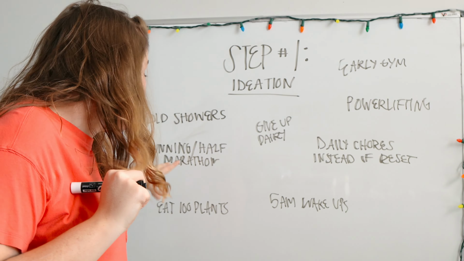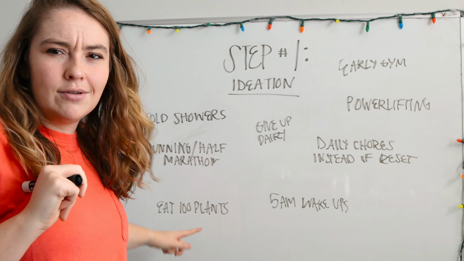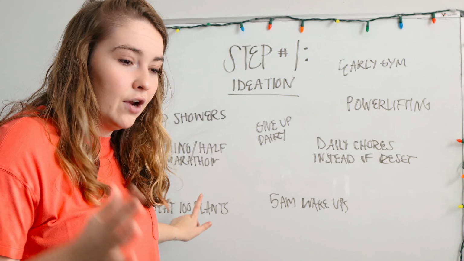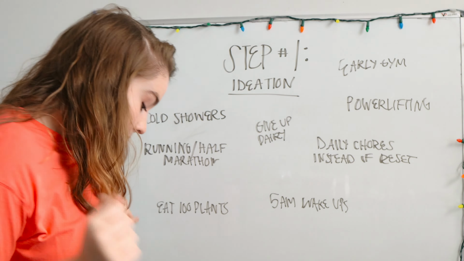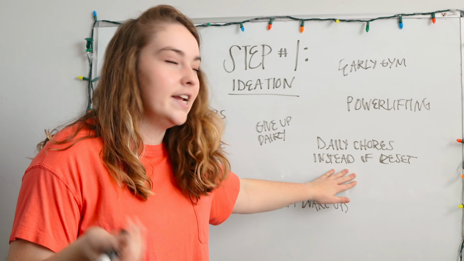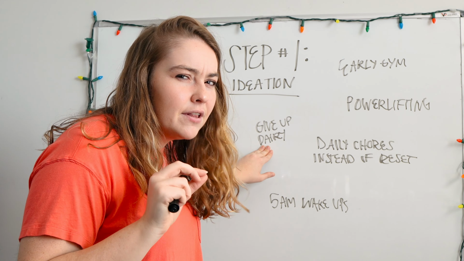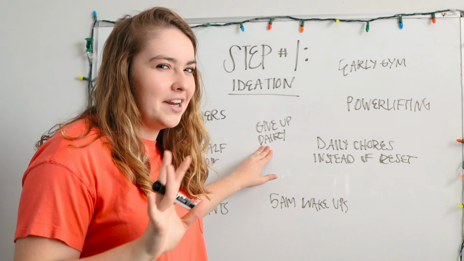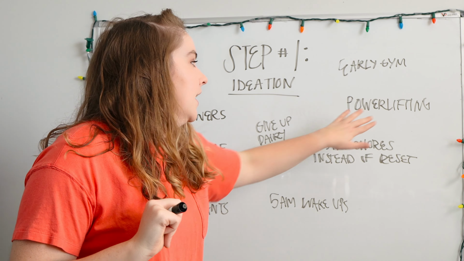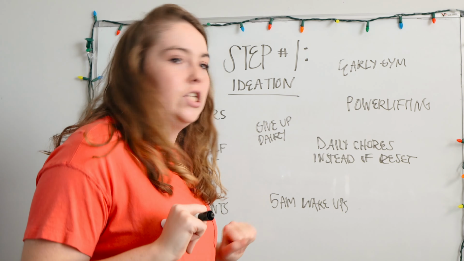Potentially running a half marathon next year, doing some sort of goal relating to like eating 100 plants so that I eat more vegetables. Dropped my marker. 5 a.m. wake-ups. Maybe doing daily chores instead of like the big Sunday reset that I typically do. Giving up dairy for a little while. I'm a little bit lactose intolerant and I think that might maybe make me feel better. Setting another powerlifting goal, going to the gym early in the morning.